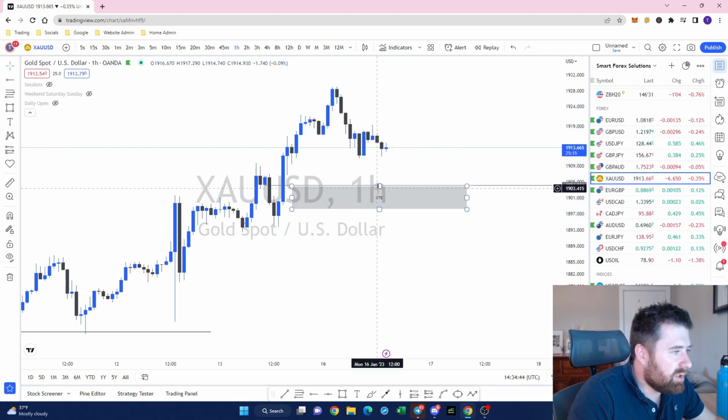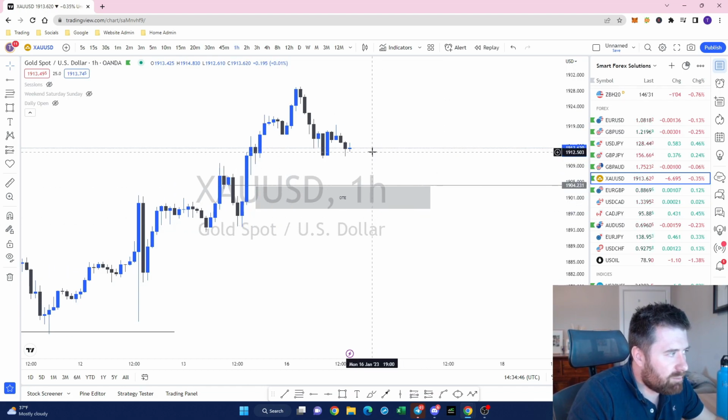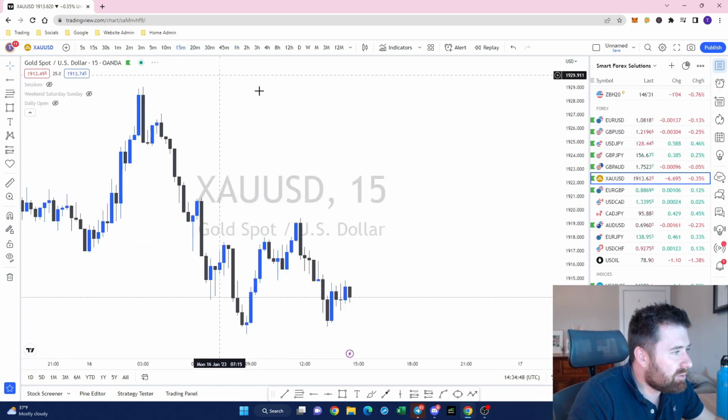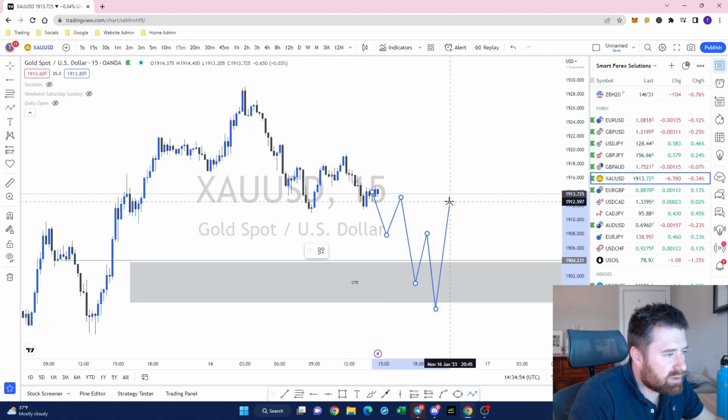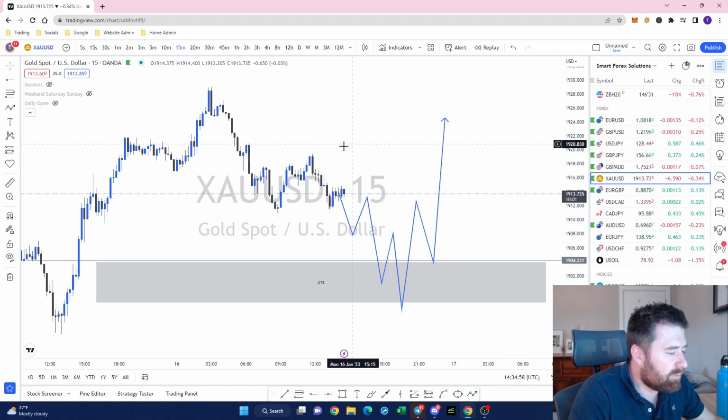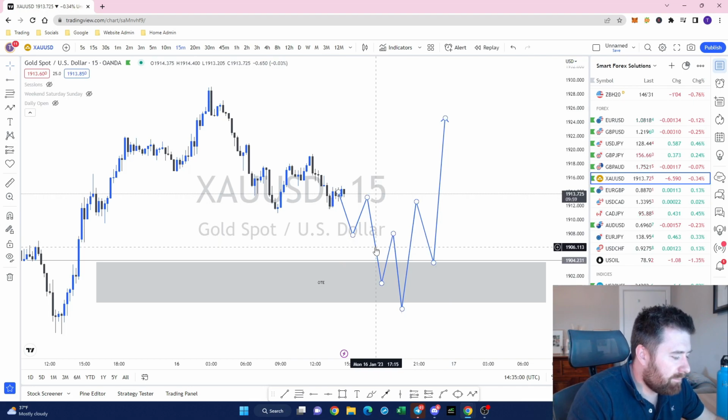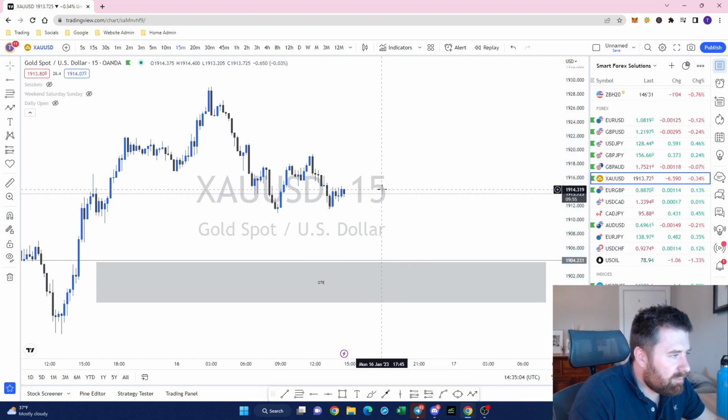That there is where I'd be looking for price to come back on maybe a 15-minute time frame. And I want price to come in and accumulate to actually push higher. So I'll be looking for something like that on a smaller time frame. Okay, this is what I'm looking to do. Now, at the same time, that doesn't have to happen.